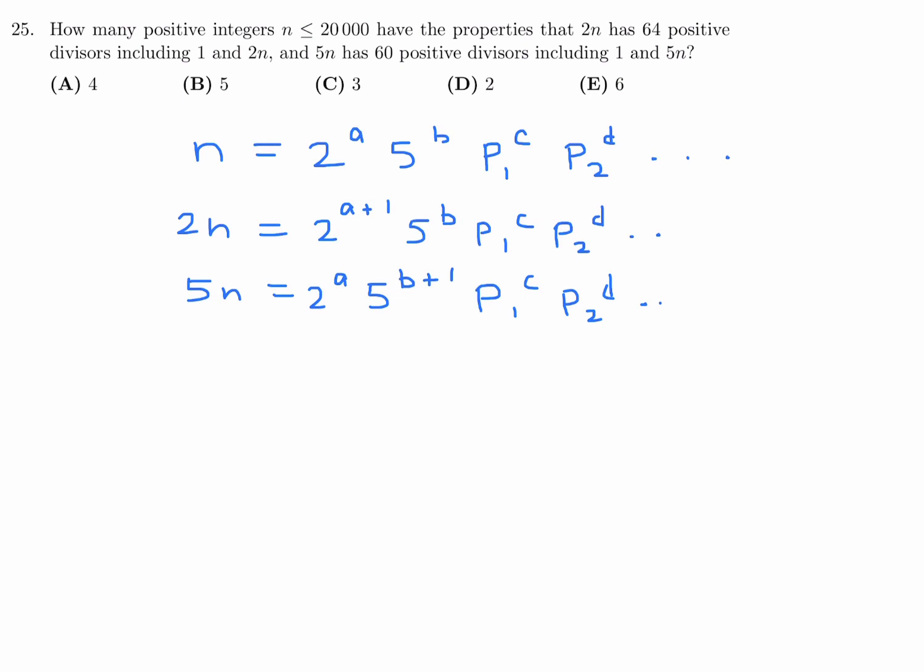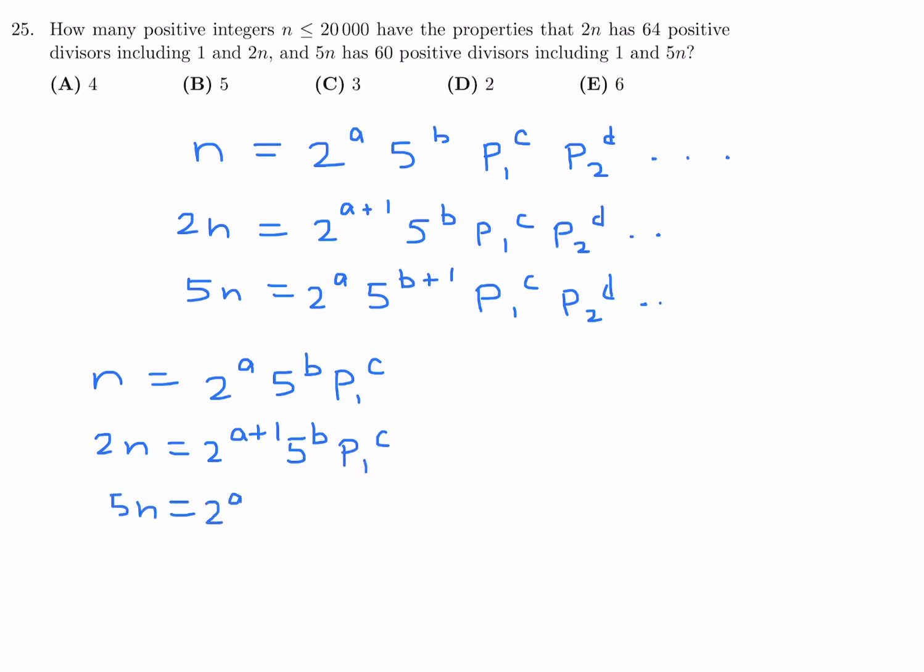And this is the challenging part of the question. You have to sort of do a little bit of brainstorming here. Okay? So what I'm going to do is start somewhere. So let's start with just 1 prime. If I have 2 to the power of A, 5 to the power of B, and some prime to the power of C, then that means 2n would be 2 to the power of A plus 1, 5 to the power of B, P1 to the power of C. 5n would be 2 to the power of A, 5 to the power of B plus 1, P to the power of C.